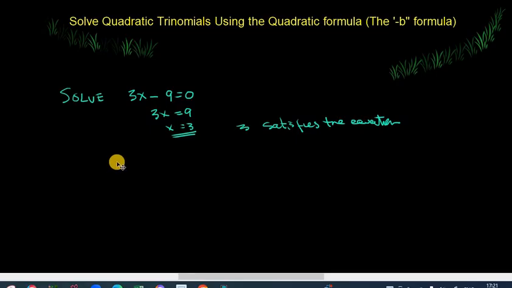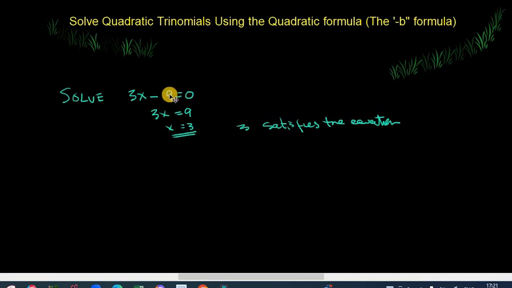Hello, this video is about solving quadratic trinomials using the quadratic formula, which is otherwise known as the minus b formula. Just a quick word about solving and what it means when you're solving algebraic equations like this. If you're asked to solve 3x minus 9 is equal to 0, what you're trying to do is find the value for x which satisfies the equation, the value for x which makes this true. And we have techniques to do it for simple equations like this.